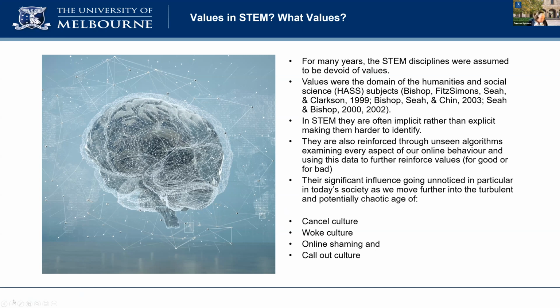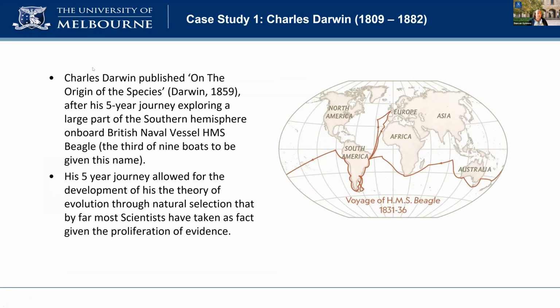I don't know. This brings us to our first case study, Charles Darwin. We have a lovely map of his voyage on the HMS Beagle. I believe it was the third of the British HMS Beagles out of 9, I think. He went on a 5-year journey that was originally only supposed to take a couple of years or something like that. And whilst he was on that journey, he collected many specimens of many different flora and fauna.